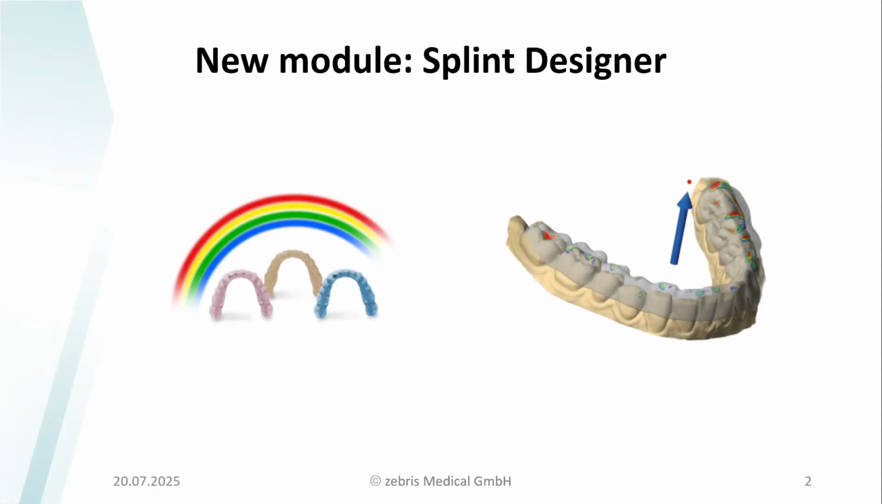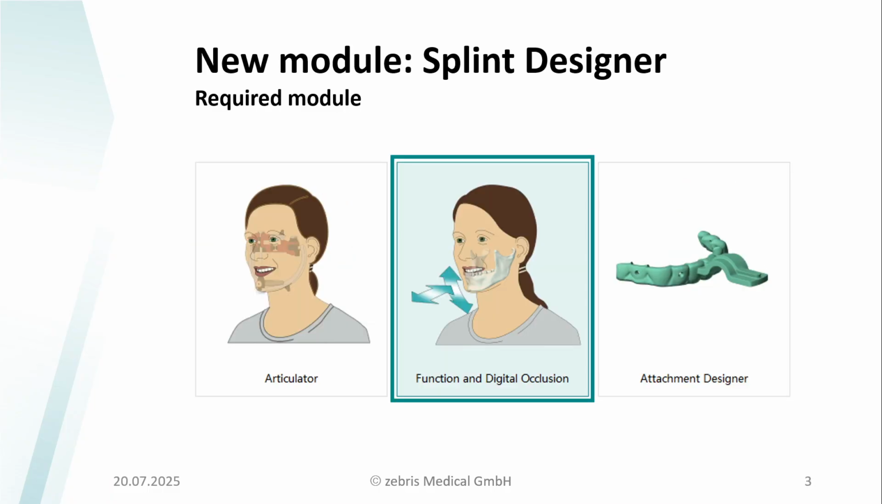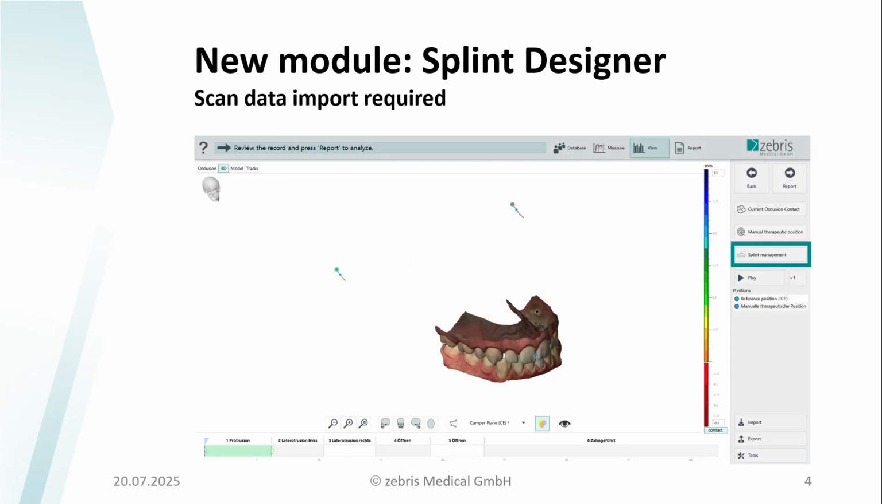The Splint Designer is a new module in our dental software, and it is available from version 4.0. To use the Splint Designer, you need to have the function digital occlusion, and in this module it is necessary that you imported scan data of your patient. To start the Splint Designer, you then find the button in the viewer on the right side.